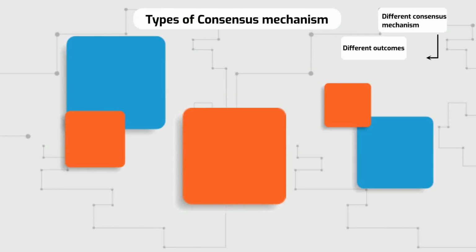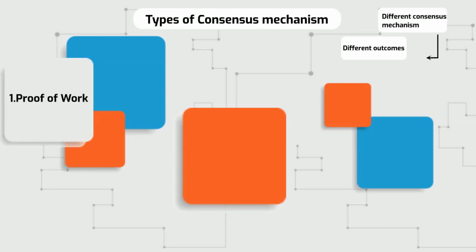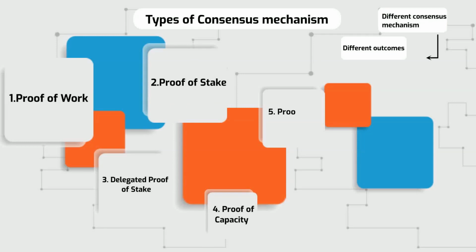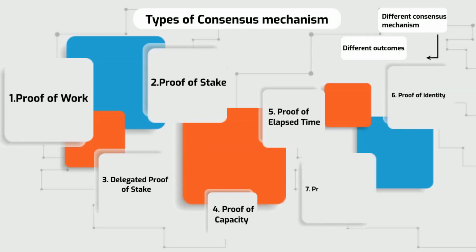Blockchain consensus mechanisms can be divided into different types such as proof of work, proof of stake, delegated proof of stake, proof of capacity, proof of elapsed time, proof of identity, proof of authority, proof of activity. Among these, the two most widespread consensus mechanisms are proof of work and proof of stake.